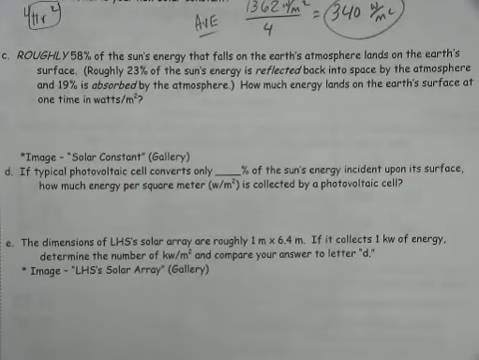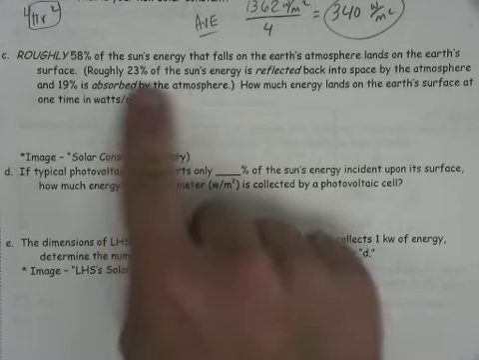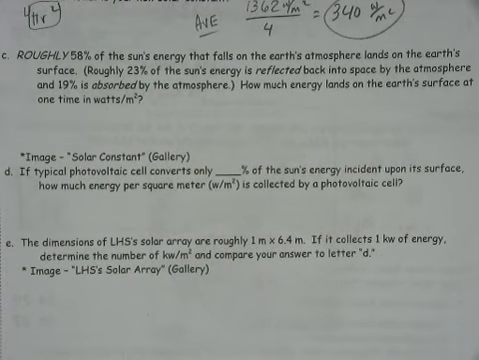And it gets a little more actually depressing. Roughly 58% of the sun's energy that falls on the Earth's atmosphere lands on the Earth's surface. Roughly 23% of the energy is reflected back into space by the atmosphere, and 19% is absorbed by the atmosphere. So how much energy lands on the Earth's surface at one time in watts per square meter?